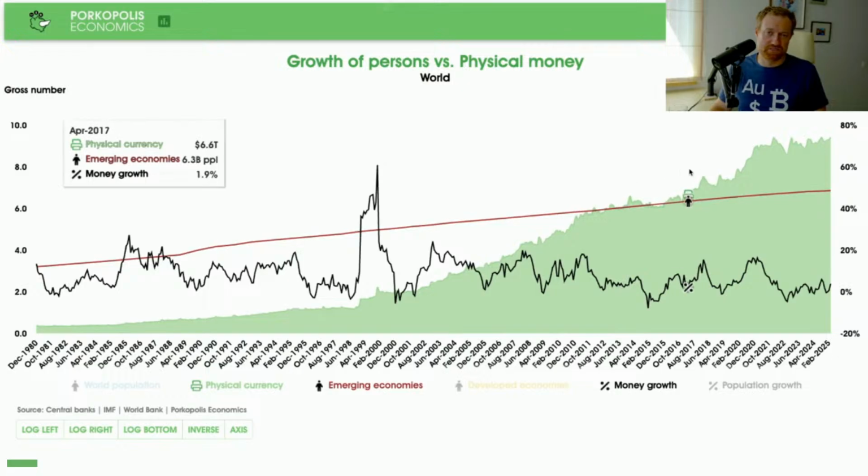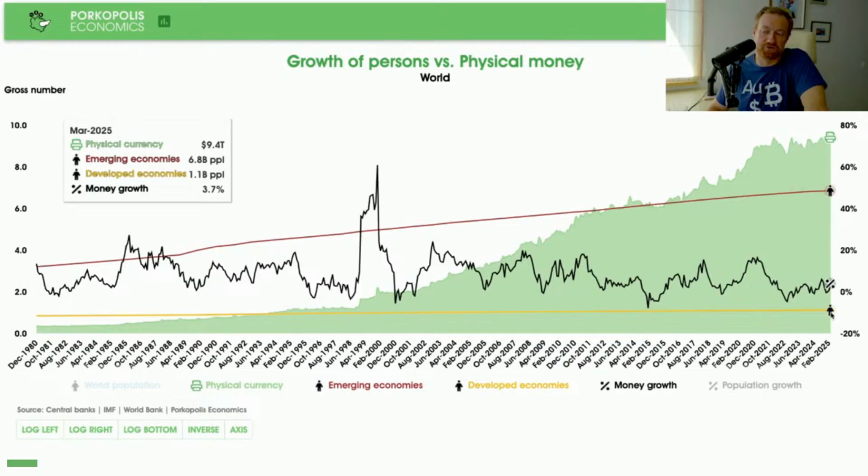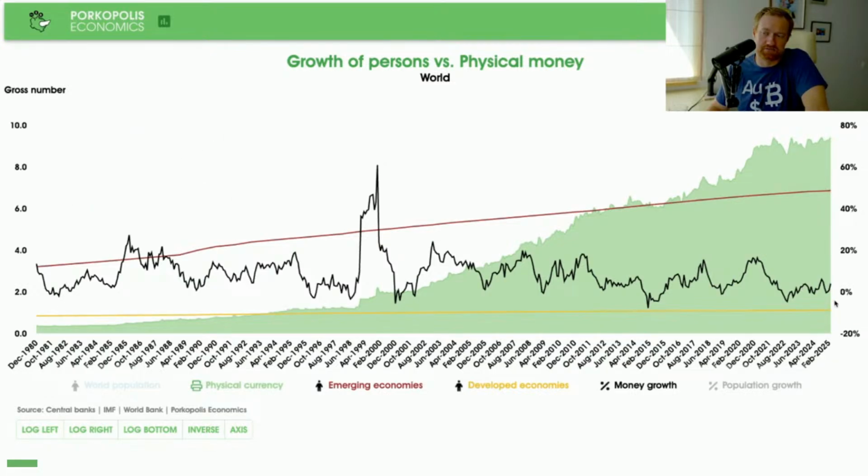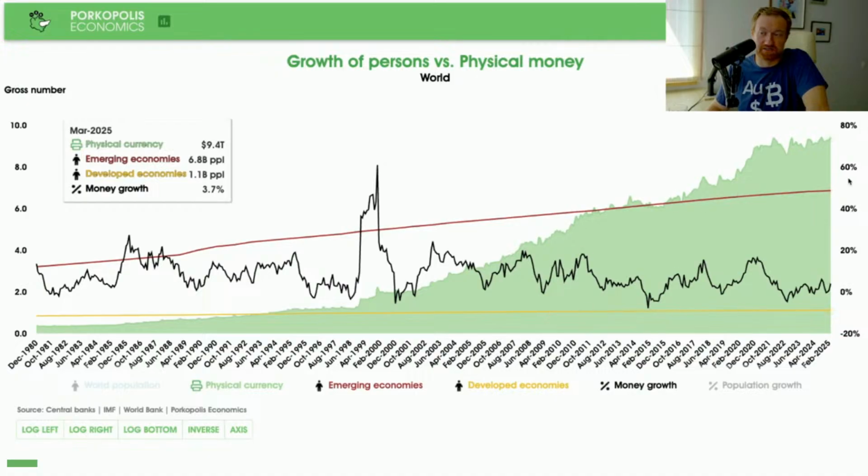Yes, I know digital transacting in the emerging world on phones is huge, but there's still a huge demand for cash in the emerging world. Even if you want to say that there's no demand in the golden billion for cash, look at the green shaded area, it's growing. Look at what they do, not what they say.